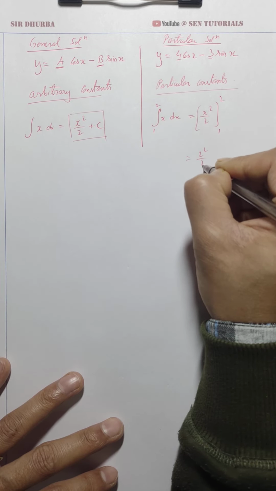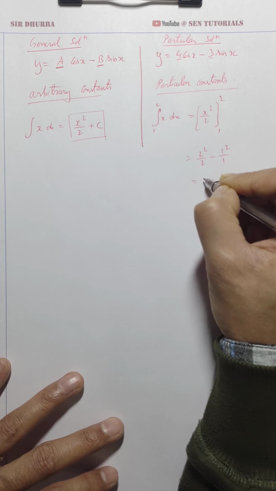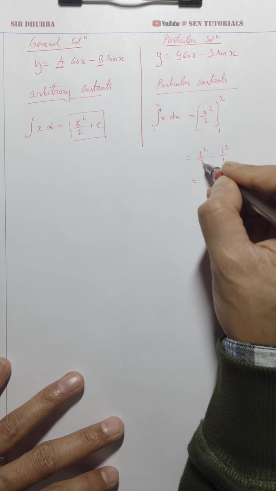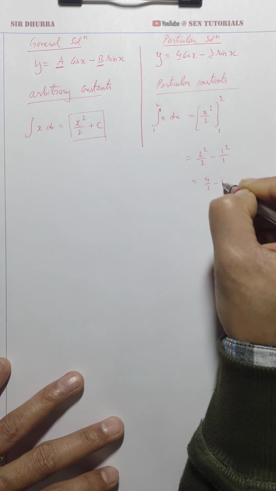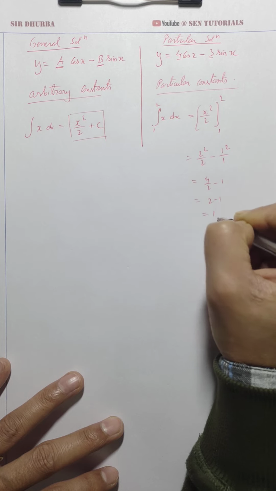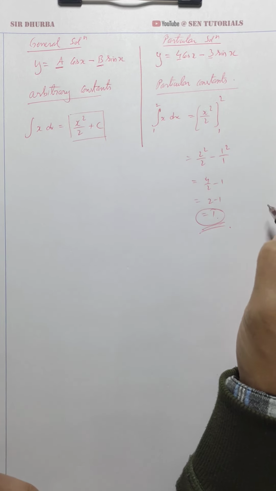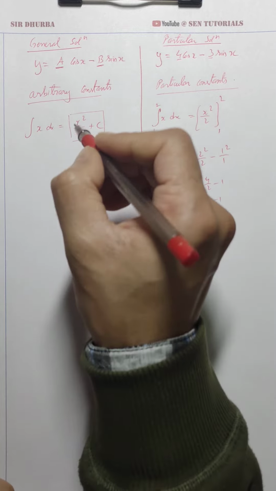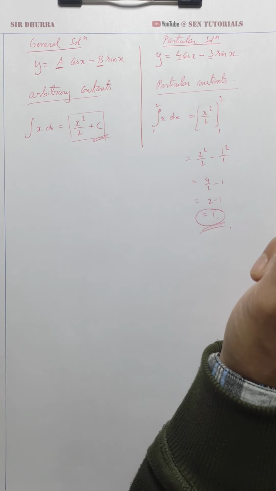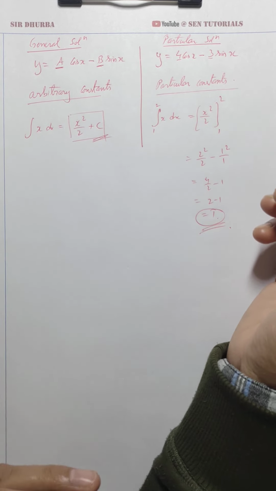So that's 2 squared by 2 minus 1 squared by 2, so 4 by 2 minus 1 by 2. What do we get here? We get a specific solution, a particular solution. In the other case, what do we get? We get a general solution, a general value. That is the only difference.